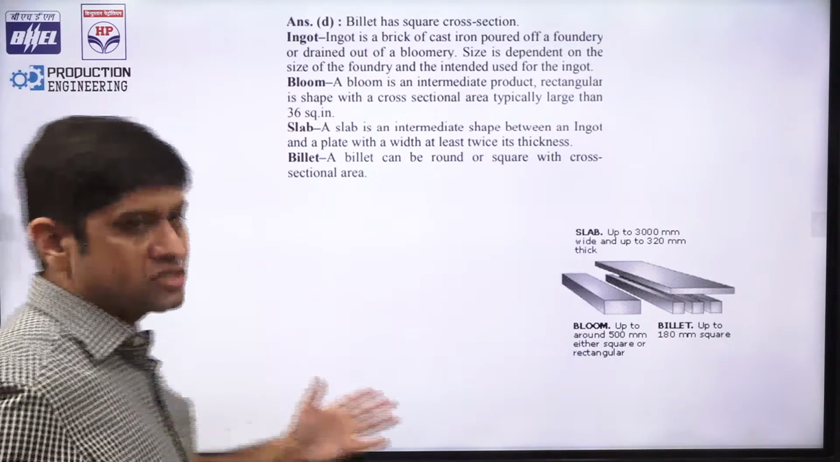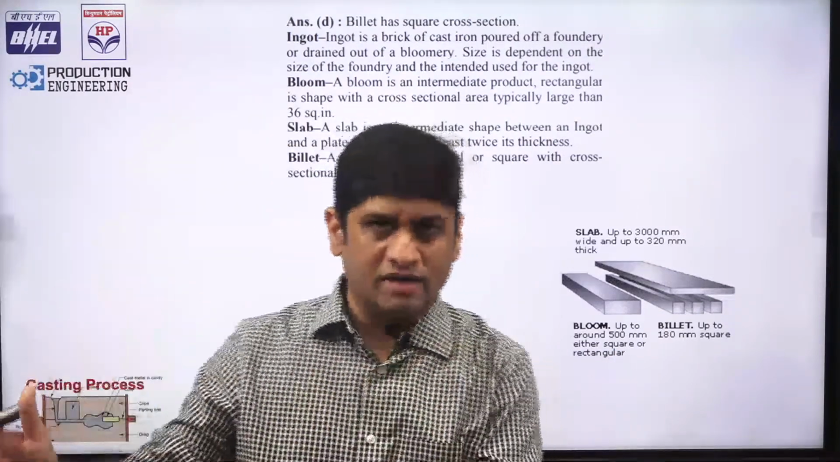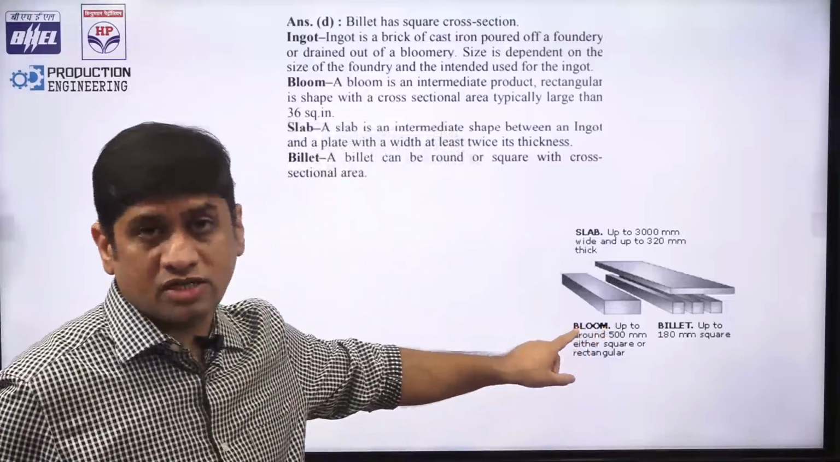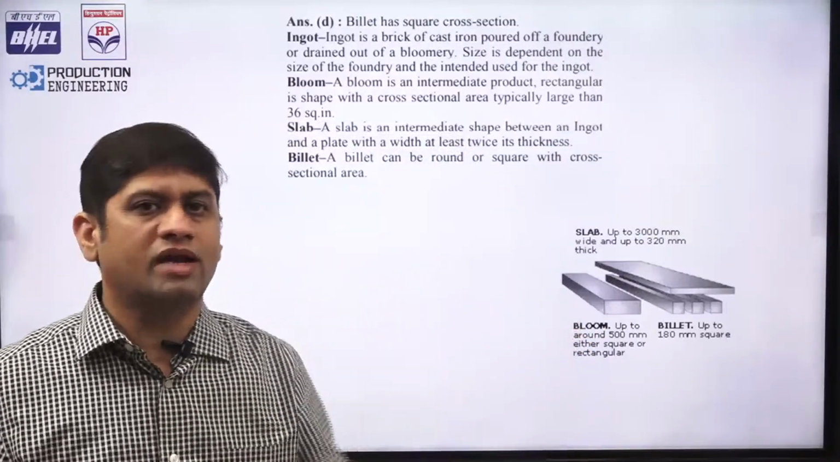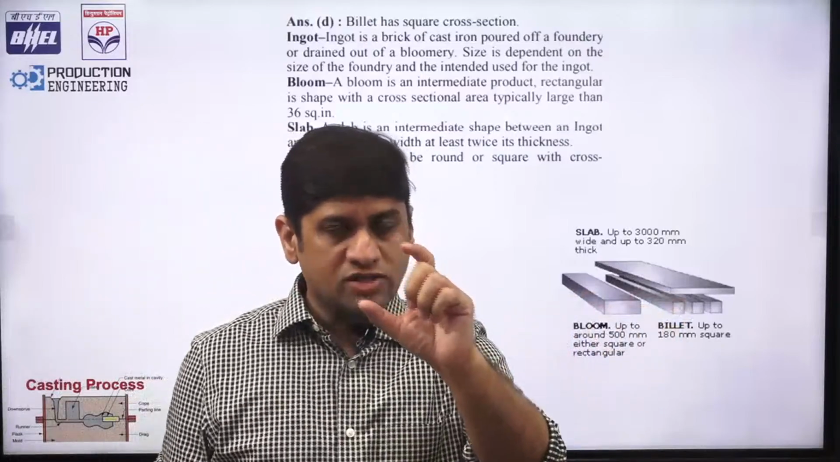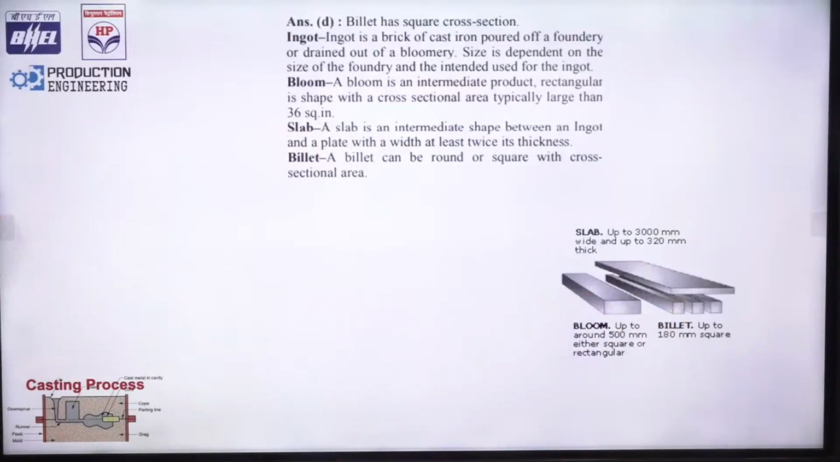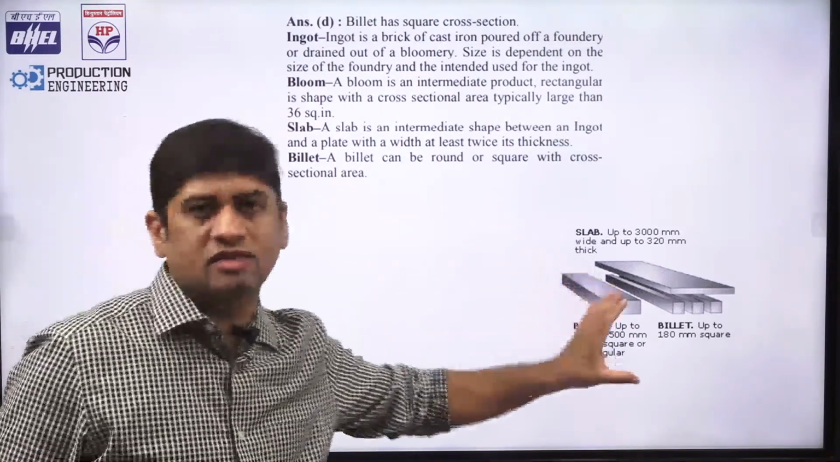See, bloom is a large size, and from bloom itself you can get the billet. Bloom can also have square cross section, but it may not be square; it can be rectangular. But billet has a small size and billet has a square section. So there is a difference between ingot, bloom, slab, billet. All these are different. Ingot is a brick of cast iron, basically directly obtained from the foundry. From ingot you then get bloom. Bloom is an intermediate product; it can be rectangular or square cross section. Then slab is a sort of plate, and billet has square cross section.